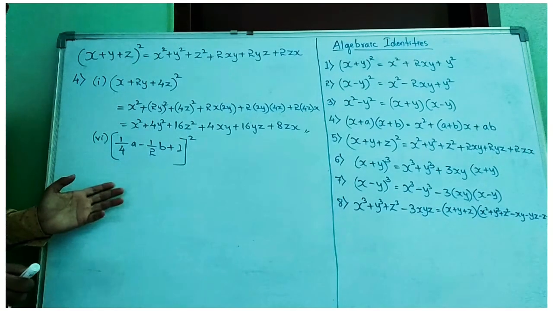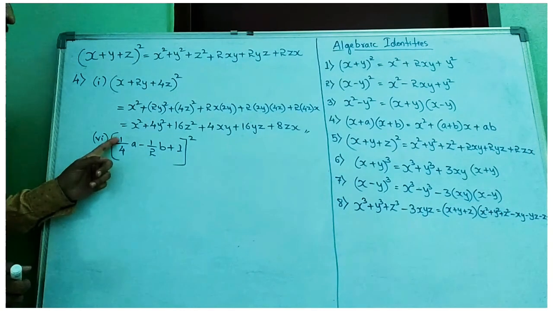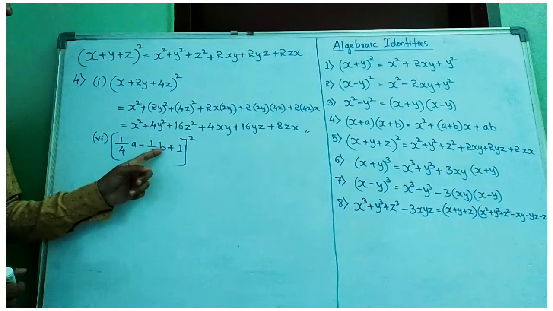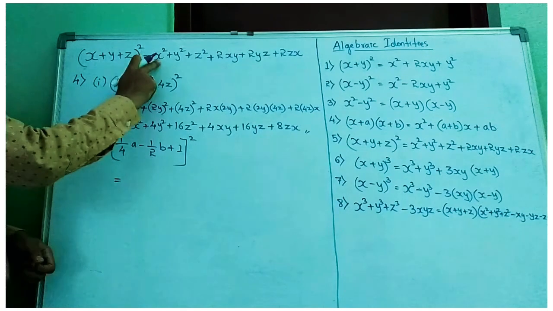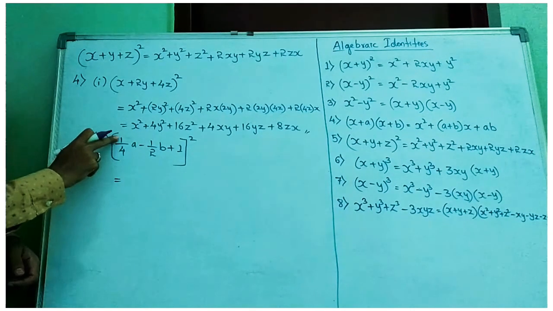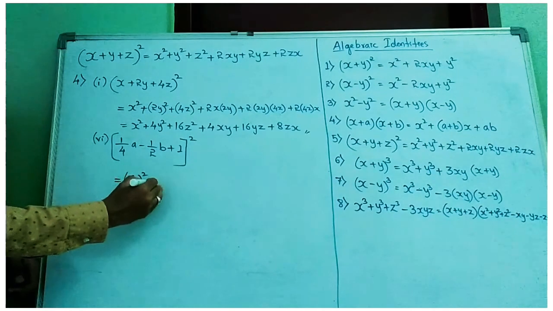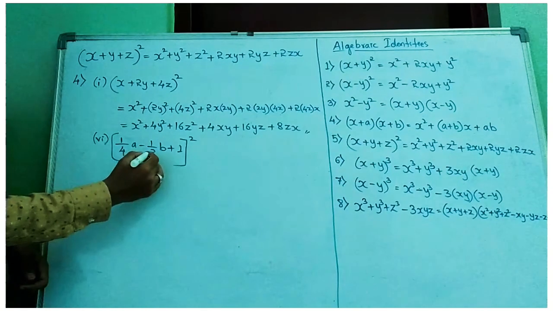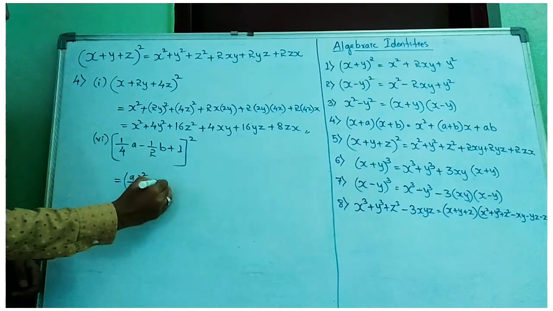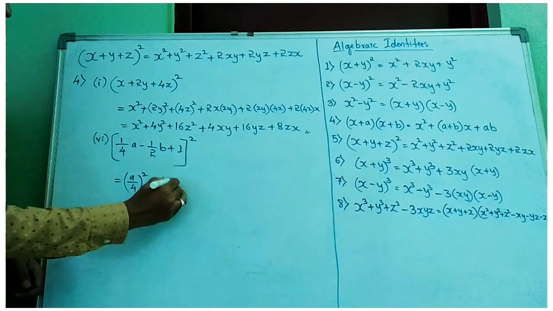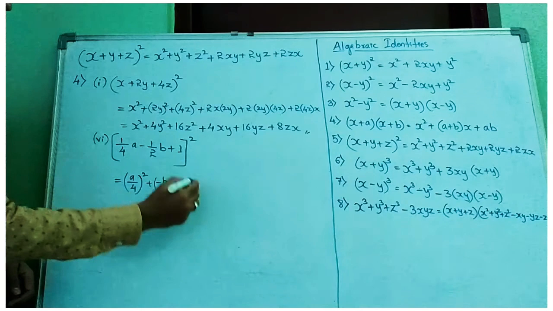Now solving the sixth question. Here in place of x, y, z they took 1/4 of a, minus half b, plus 1. Okay, so directly using the identity, first x square is there, so in place of x square I will write 1/4a, means directly I will take a by 4 whole square. Okay, plus in place of y square they took minus 1/2b, so minus b by 2 whole square, plus in place of z square here 1 is there, so I will take 1 square.